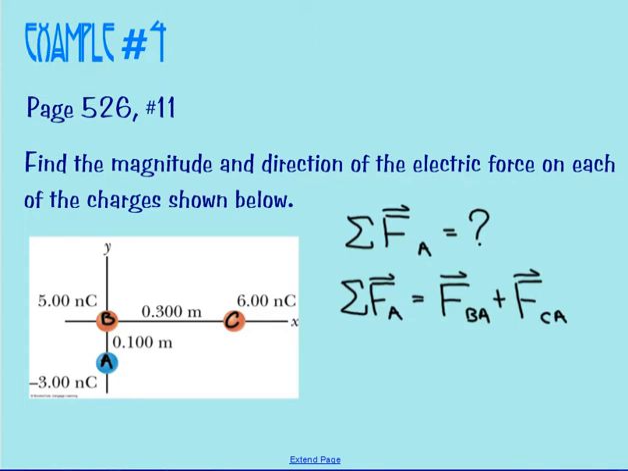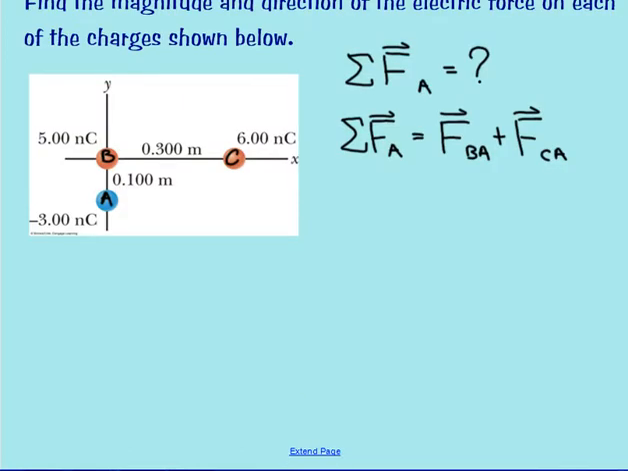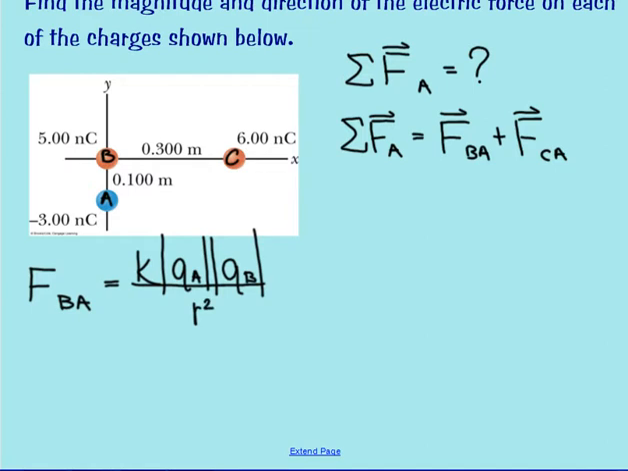Unfortunately, unlike in the previous problem, these two forces are not parallel to each other this time. Just as in the previous problem, our first task is to calculate some magnitudes of forces. So we'll calculate the magnitude of the force that B exerts on A, and then we'll do the same thing for the force that C exerts on A. We know that our equation is K times the magnitude of QA times the magnitude of QB over R squared.